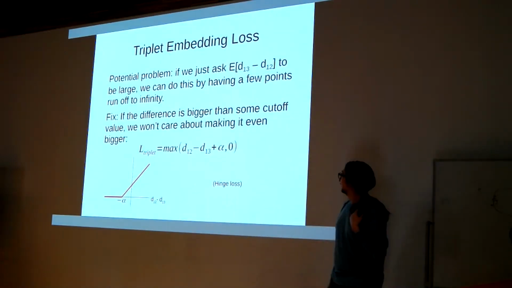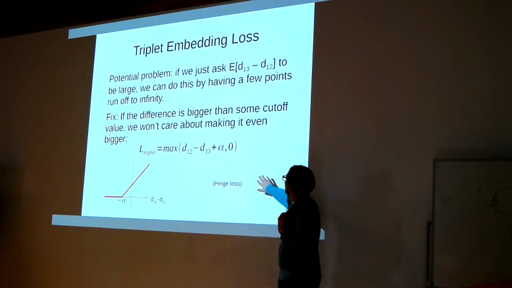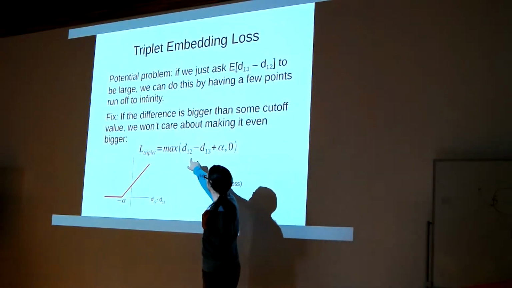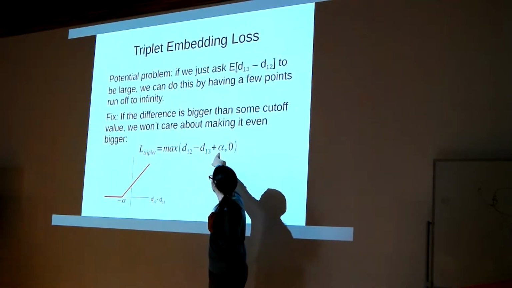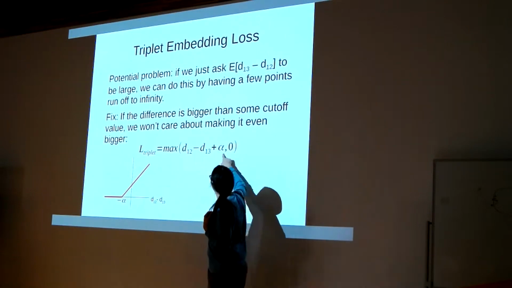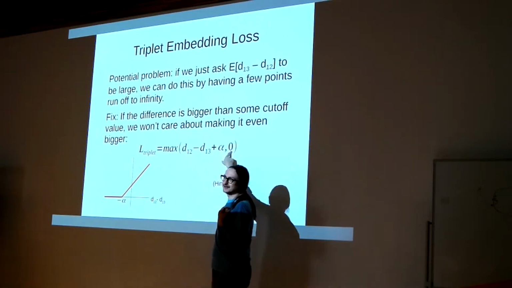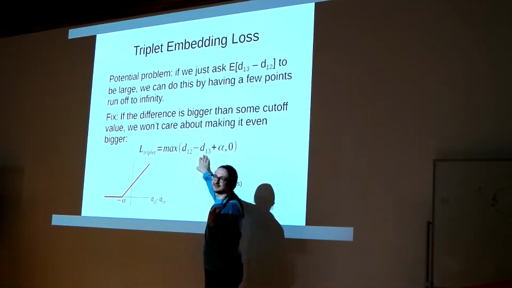So for this triplet loss, I just take the differences, I add an offset, and then if this thing is negative, then I have 0. And if it's positive, I have that thing. Right?